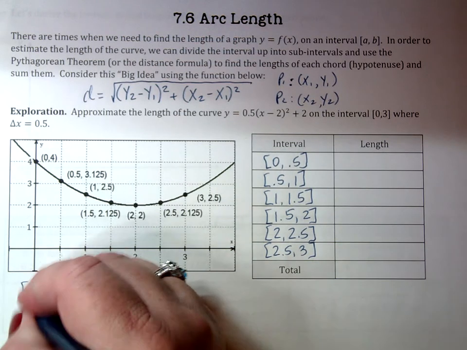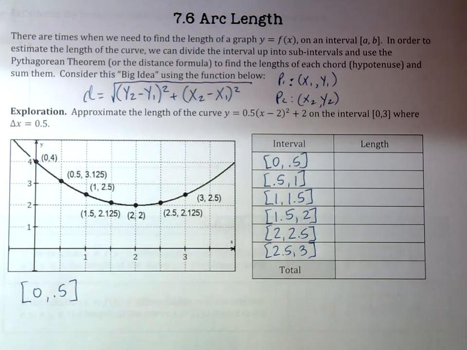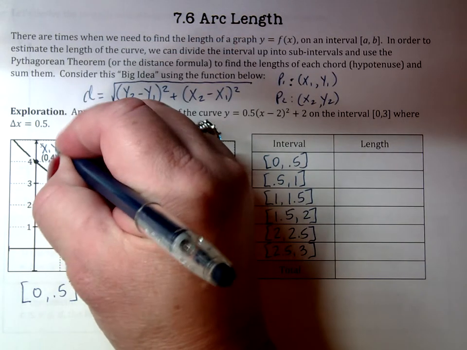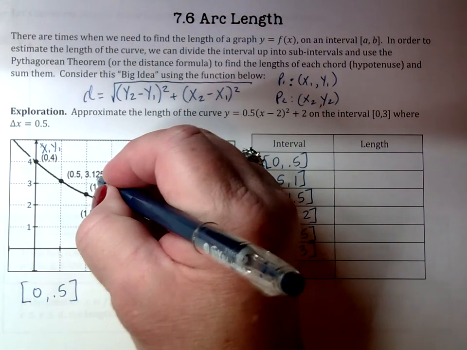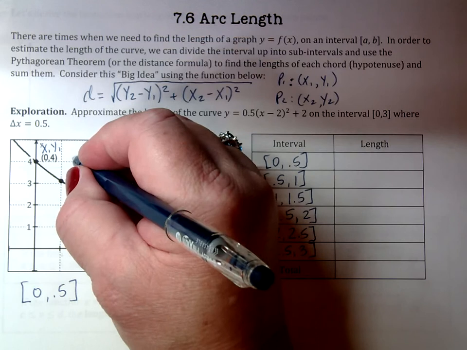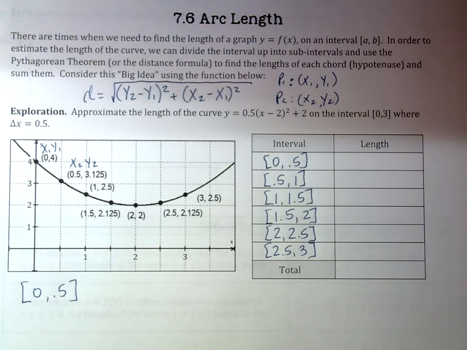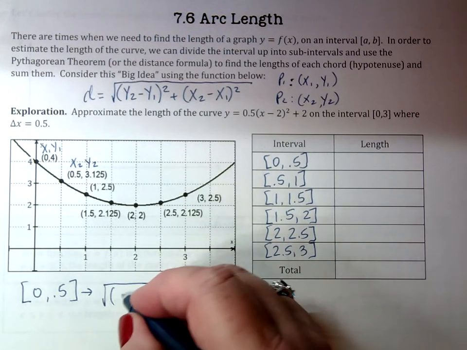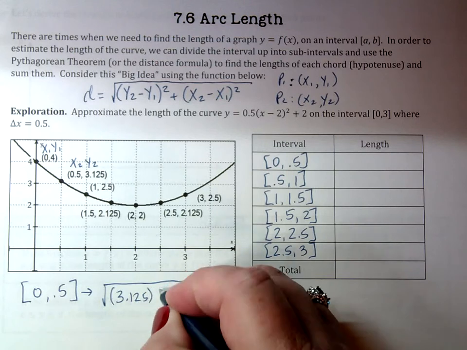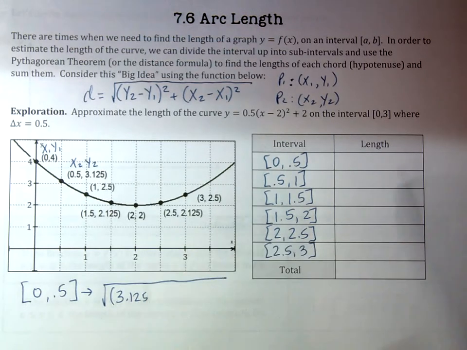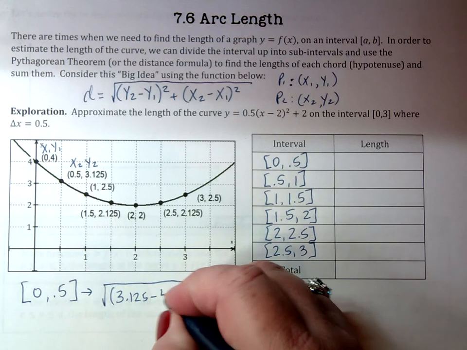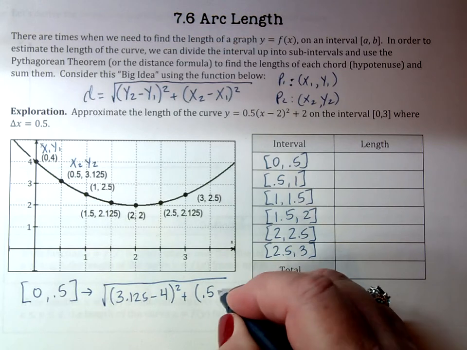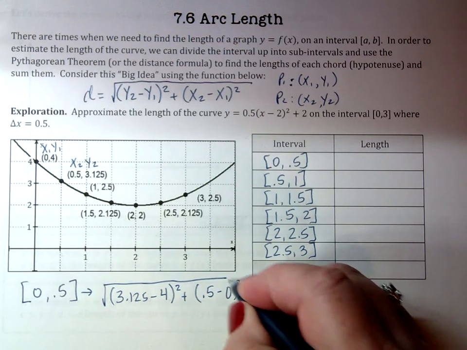So if I just do this segment that goes between 0 and 0.5, I have 2 coordinates. I have this coordinate, 0, 4. I'm going to make this my x1, y1. And I have this coordinate, 0.5, 3.125. I'm going to make this my x2, y2. And then I'm going to fill in the distance formula. So I've got a big square root. Y2 is 3.125 minus y1, which is 4, quantity squared, plus x2, 0.5, minus x1, which is 0, quantity squared.